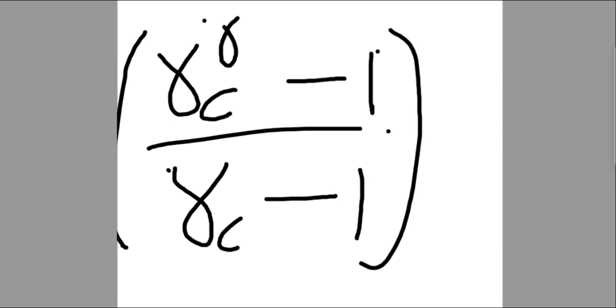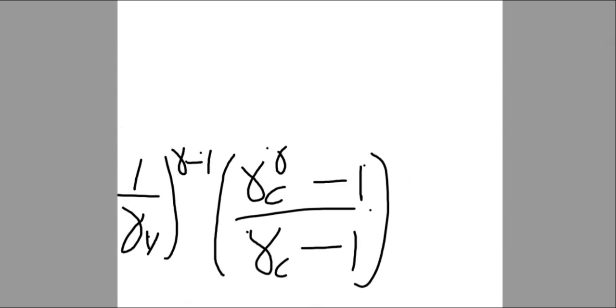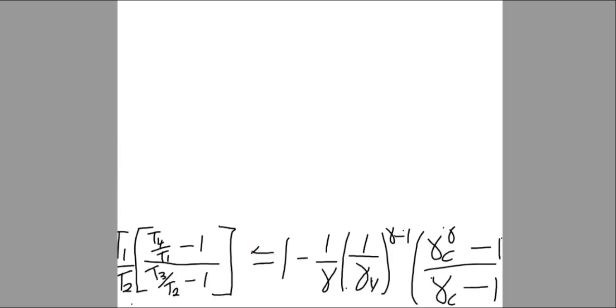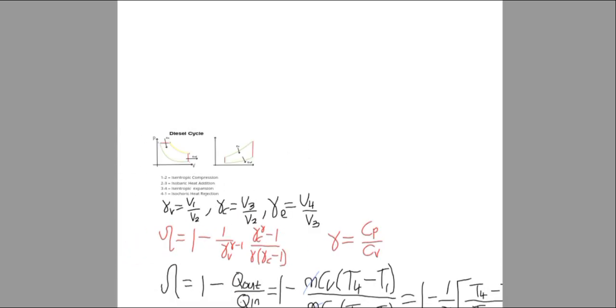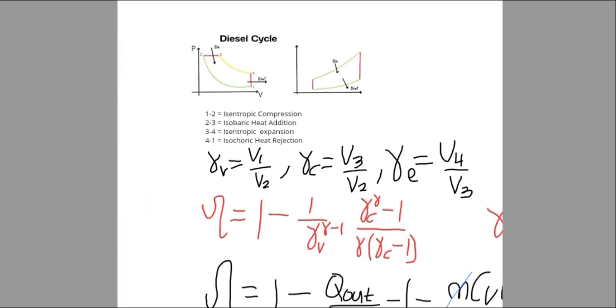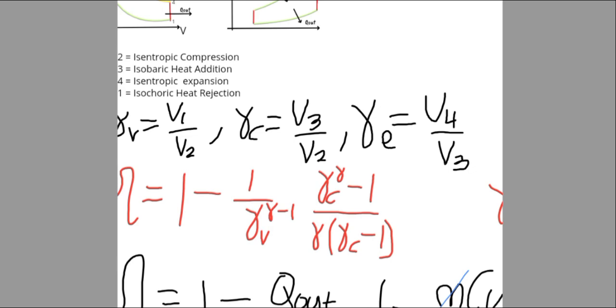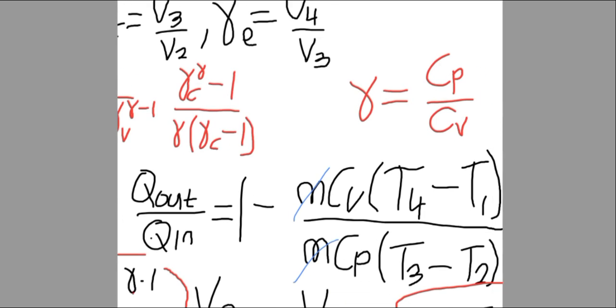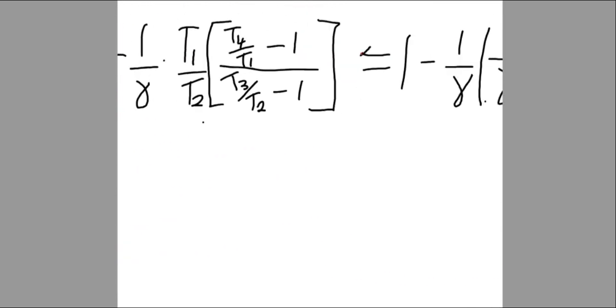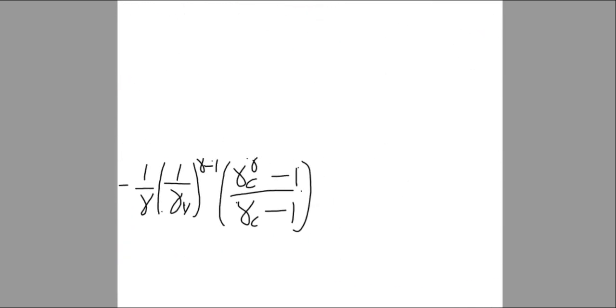So therefore if we simplify this, we are going to see that we got the same value as what I initially wrote here as this formula over here, which is 1 over gamma, the compression ratio raised to gamma minus 1, multiplied by our cutoff ratio raised to gamma minus 1 over gamma, in brackets, cutoff ratio minus 1. So that is how the formula is gotten. I can just simplify this.